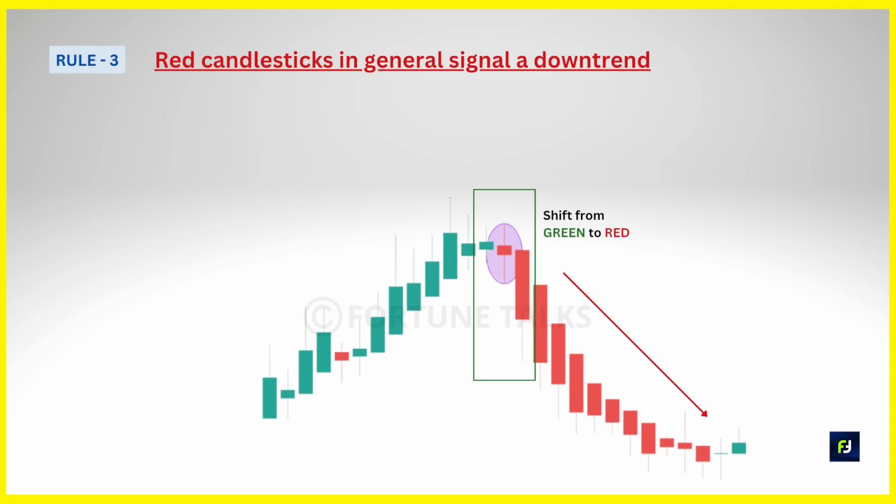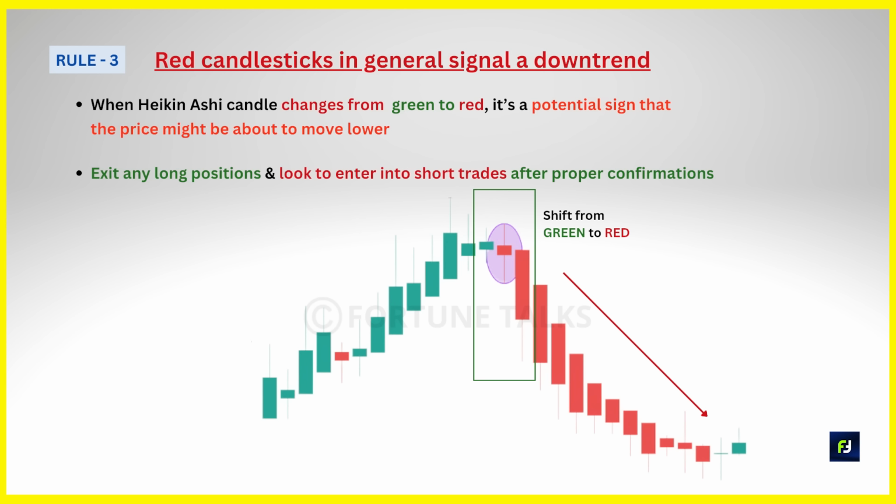Now, rule number 3 is that red candlesticks signal a downtrend. So when the Heikin Ashi candle changes from green to red, it is a sign that price might be about to turn lower. So if you are currently in a long position, you may want to exit that position. And if you are currently in a short position, you may want to consider adding more to your position with respect to your risk appetite.